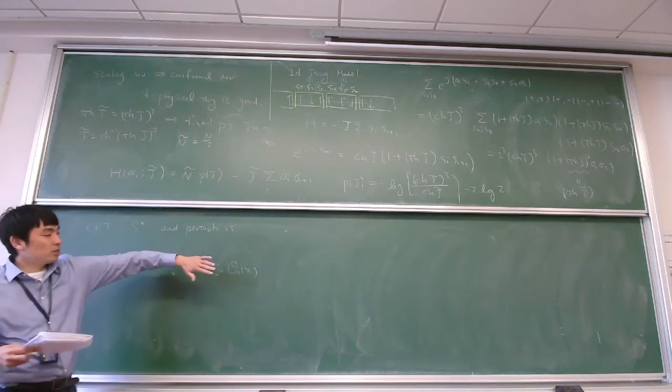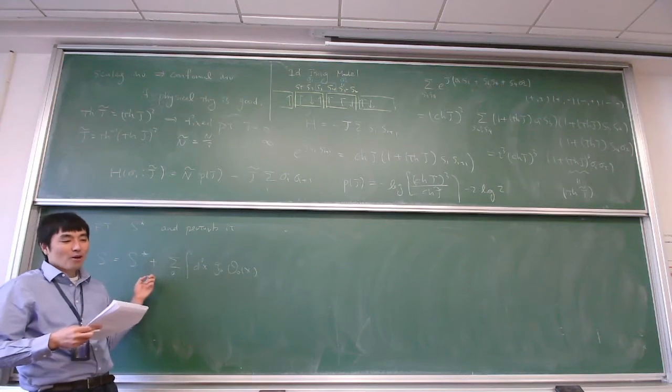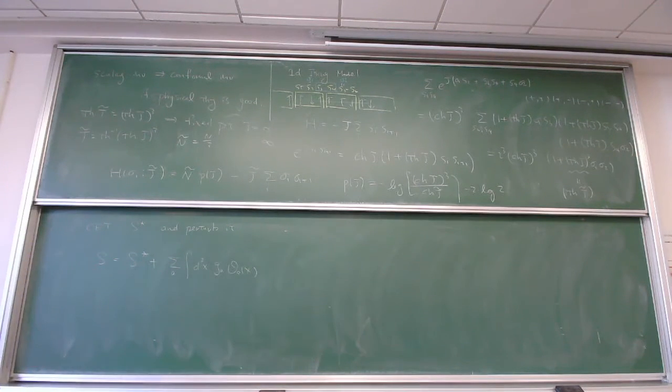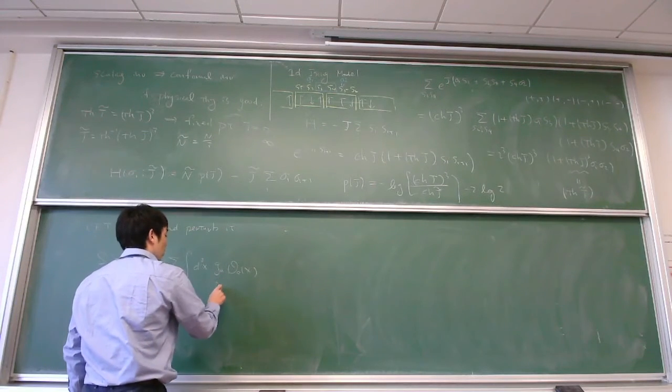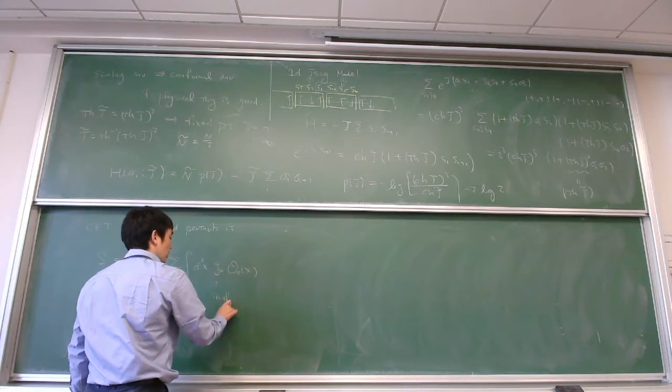Without this perturbation, the theory is conformal. But now you perturb it, so in general it's no longer a conformal field theory. And then we take g sufficiently small. That's why it's called perturbation.